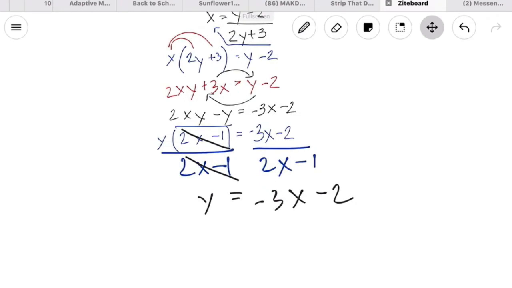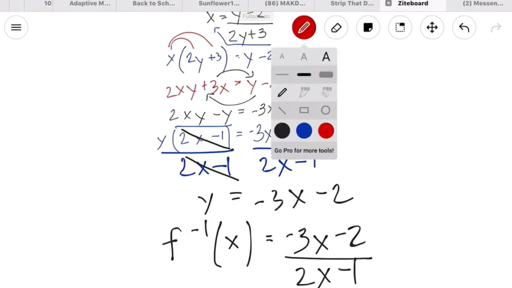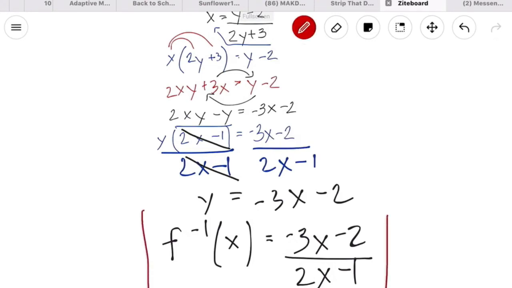And then we need to replace y with f inverse of x. So f inverse of x equals 3x minus 2 all over 2x minus 1. Yan. So we have this answer.